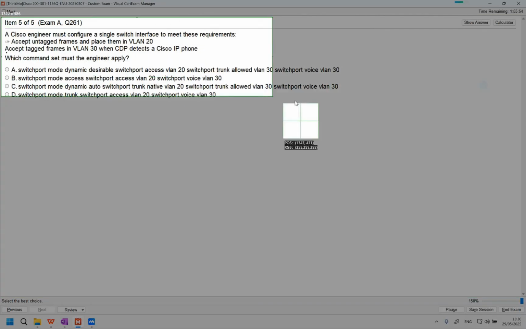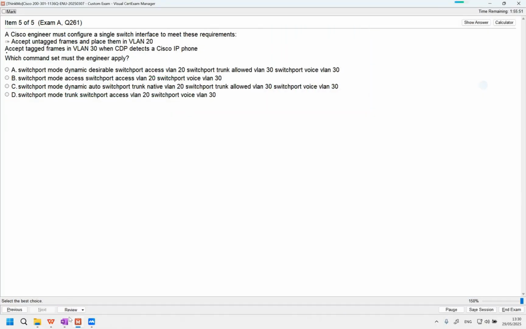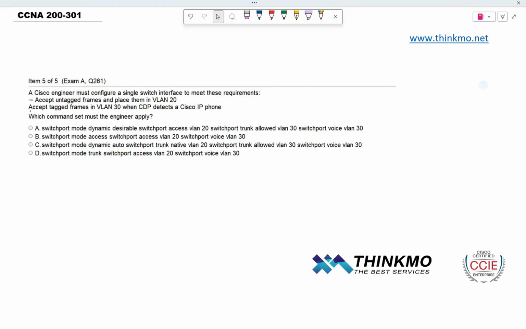Alright, question 5. Question 5 says that the engineer must configure a single individual switch interface to meet the following conditions. There are two conditions here. The first is to allow tagged frames to be placed into VLAN 20, that is, tagged frames can be placed into VLAN 20. So let's look at the configuration command. Set the interface mode to access and then allow VLAN 20 on the interface.